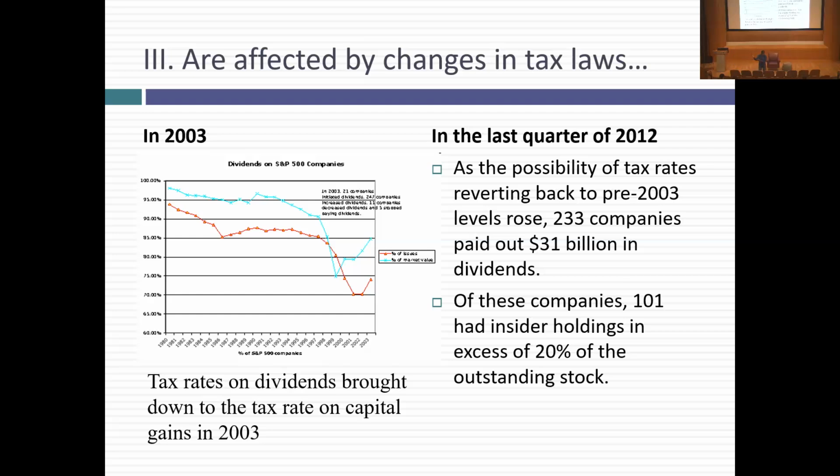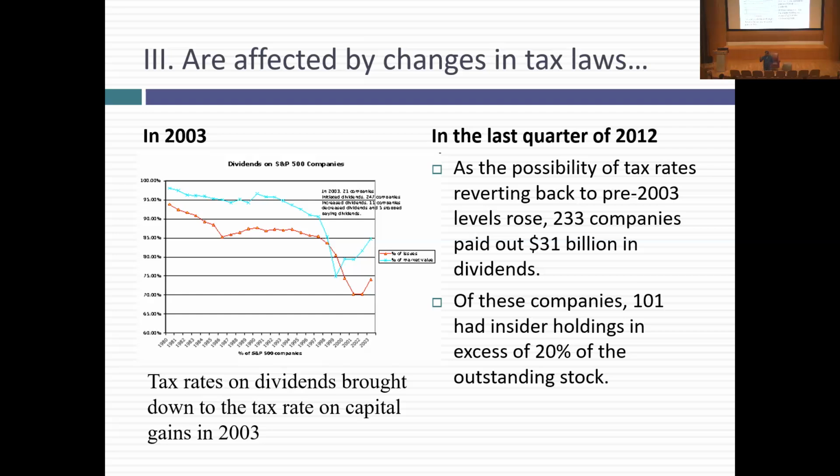Will the entire tax law disappear, in which case dividends are going to go back to being taxed at 40%? Or will they stay what they are, in which case dividends will be taxed at 15%? So if you're a company and you want to pay a big dividend, guess when you want to pay it? You want to pay it before the tax law sunsets. So last quarter of 2012, you get this huge stream of special dividends and dividend payments. Why? Because people weren't sure whether the 15% tax would remain.